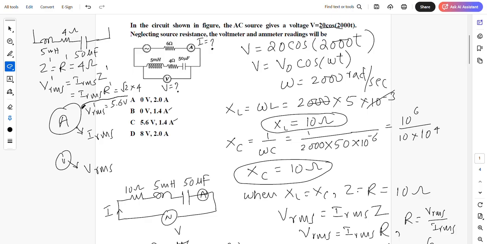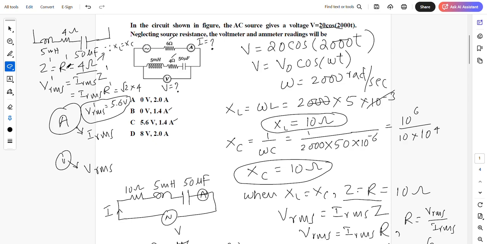A little bit of calculation is involved in this sum, but the procedure is very easy. When you have to calculate the value of I, you have to add this and this. 4 plus 6 is 10 ohm. Since XL is equal to XC, you will be getting Z is equal to R. Therefore, Z dash is equal to R dash, that is equal to 4 ohm.